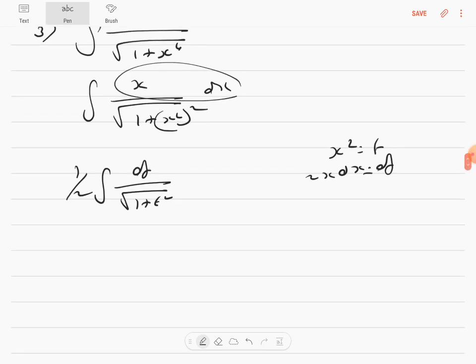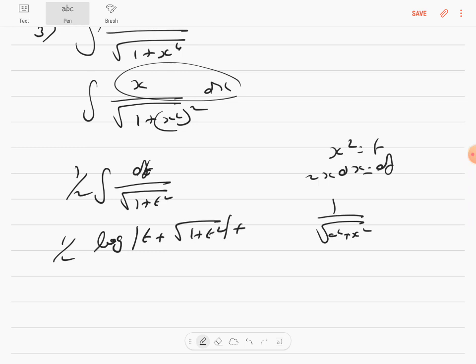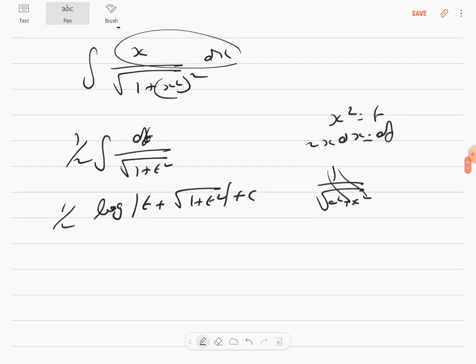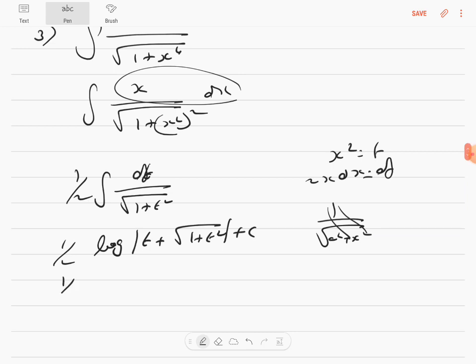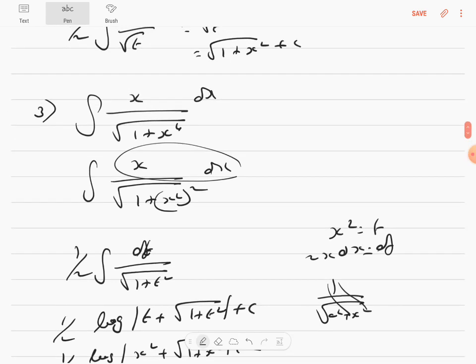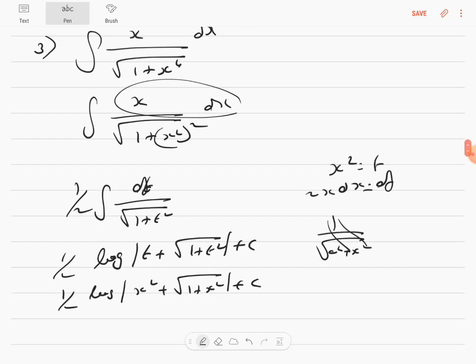And 1 by root of 1 plus t square is like 1 by root of a square plus x square, and it's the log formula, so log of mod of t plus root of t square plus a square, plus c. So with t being x square, the answer is log of mod of x square plus root of 1 plus x square whole square, plus c. So that's the answer when it's linear and biquadratic.